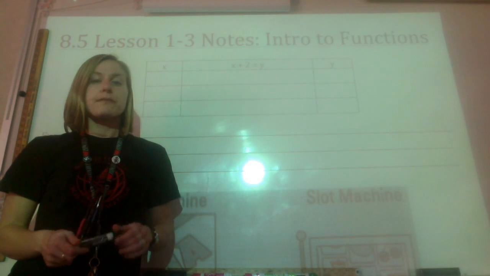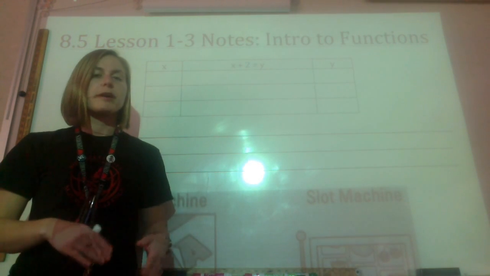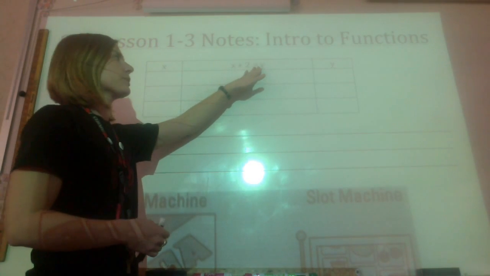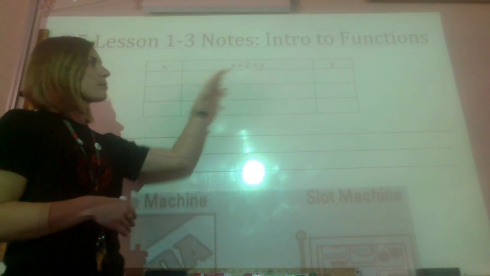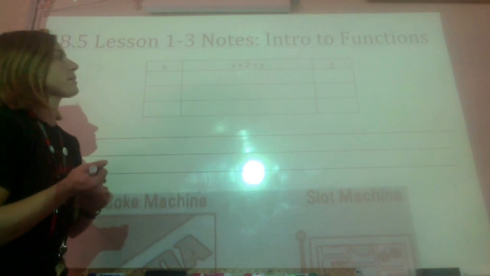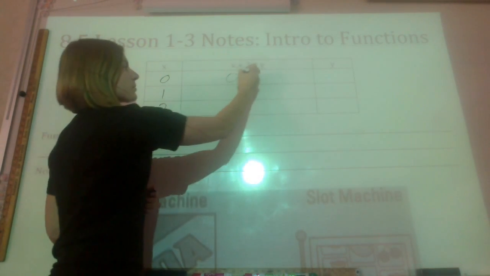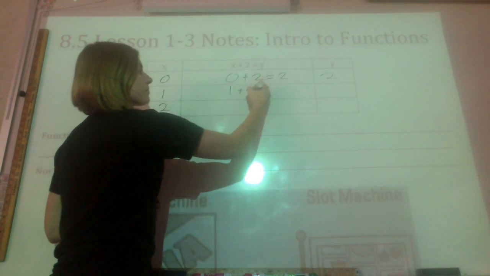We are now in Unit 5, and we get to learn about functions. So previously we've been learning about linear equations. So let's say we had this linear equation, x plus 2 equals y. We're pretty familiar with the fact that we can choose numbers for x, plug them in, and find out what y is. So maybe I choose 0, 1, and 2. If I put those in, then I can figure out what the y is going to be.